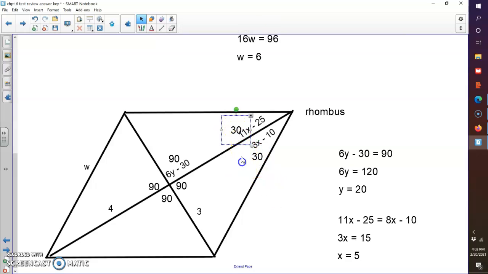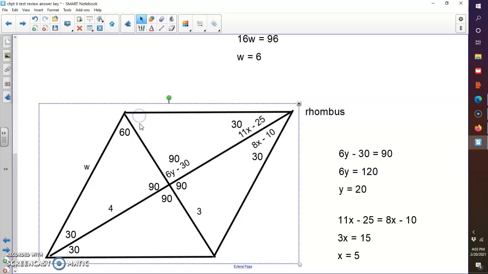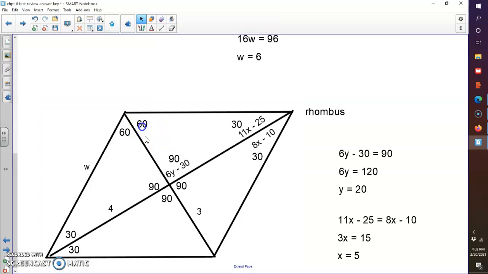And it's still a parallelogram. So the alternate interior angles have to be equal. 30 and 30. Okay. And then 30, 90, what adds up to 180? 60. 30, 90, 60. And then my alternate interior angles, 60 and 60. Diagonals bisect. So this is 3, this is 3. This is 4, this is 4. These are the diagonals bisect.